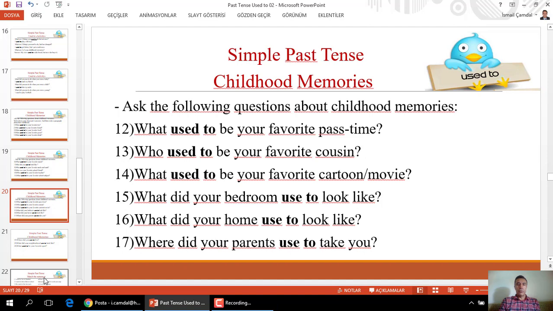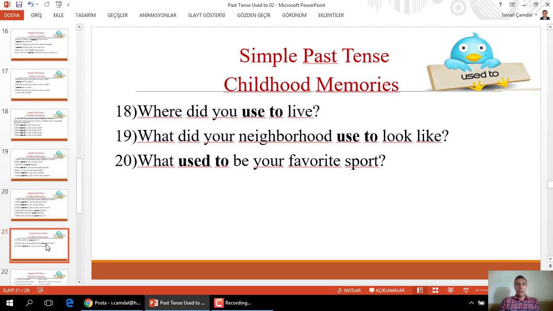What did your bedroom used to look like? What did your home used to look like? Where did your parents used to take you? Where did you used to live? What did your neighborhood used to look like? What used to be your favorite sport?